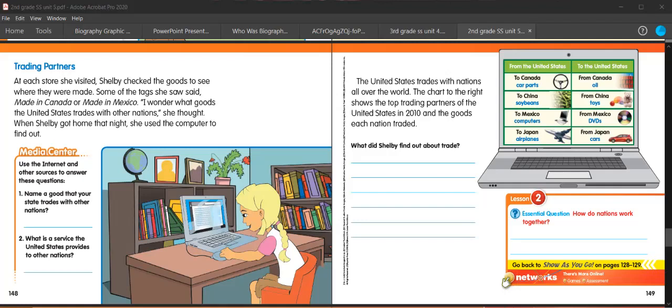And then you can answer your essential question now that you've completed the lesson and gotten some extra information about how nations work together. Please make sure you answer your questions very carefully. If you have any questions, let me know. Once you've completed your lesson, please go ahead onto your quiz and make sure you're using your book while you're completing your quiz so that you're able to find all the correct answers.